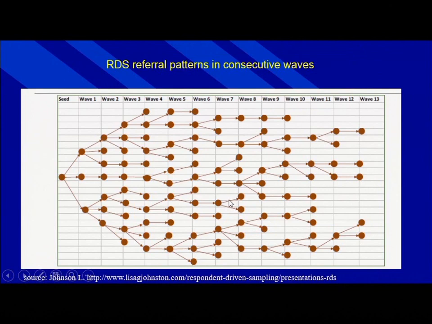So this picture shows an RDS sample's referral patterns as it goes forward in different waves. The seeds are here on the left, and these are the referrals. And as we go forward, here we have 13 different waves. Usually the RDS sampling stops at wave 8 because saturation has been reached. So if you sample more, it will not change the resulting sample.